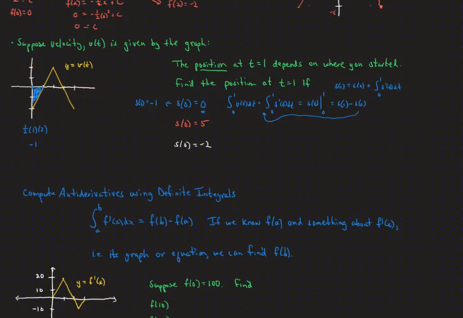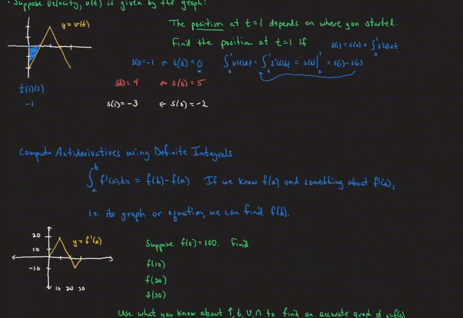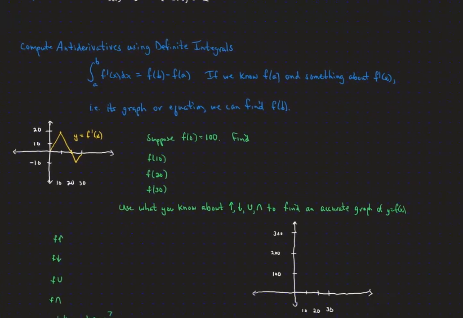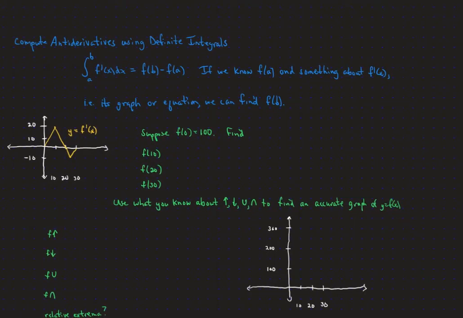Similarly, if we started at 5, then our position at time 1 would be 1 to the left, would have been 4. And if we started at negative 2, our position at time 1 would be a negative 3, 1 to the left. Okay. So compute antiderivatives using definite integrals.